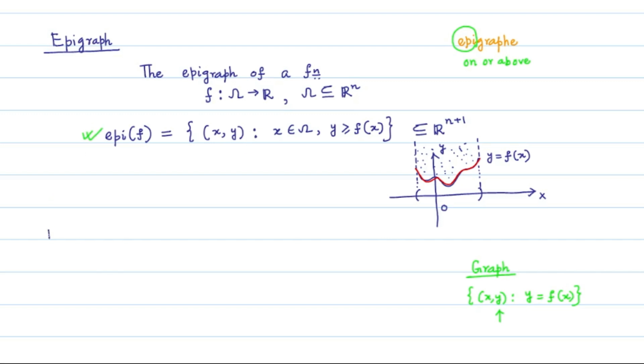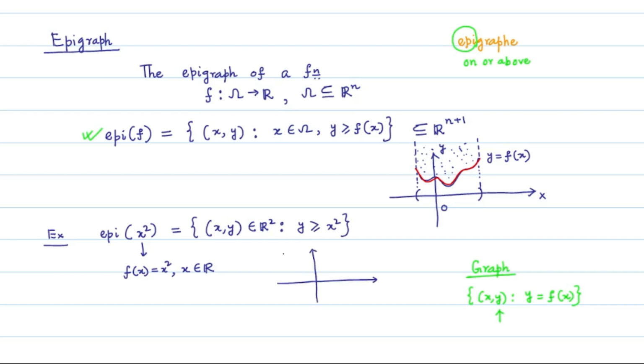For example, if we consider simply the epigraph of the function x squared, where x is lying inside the set of all real numbers, then the epigraph of this function is the set of all points in the R2 plane for which y is greater than or equal to x squared. It geometrically identifies the set of all points above the graph of this parabola and on the graph of this parabola, y equals x squared. With this notion of epigraph, I end the lecture here.